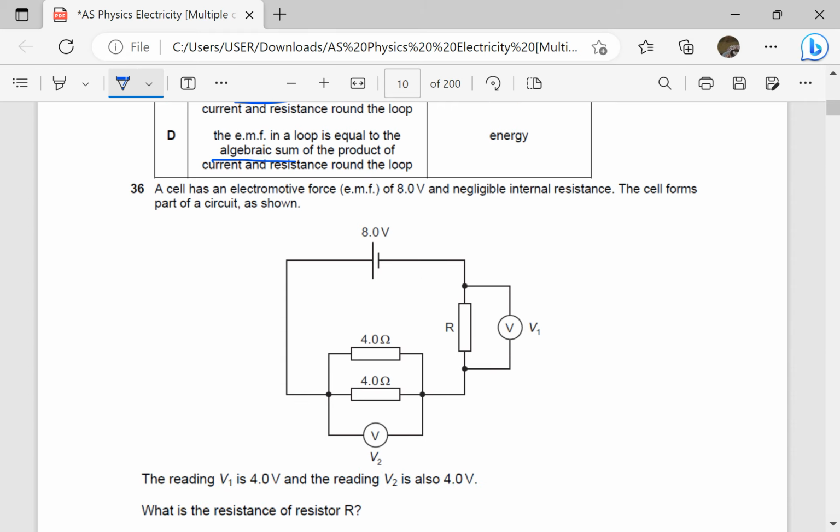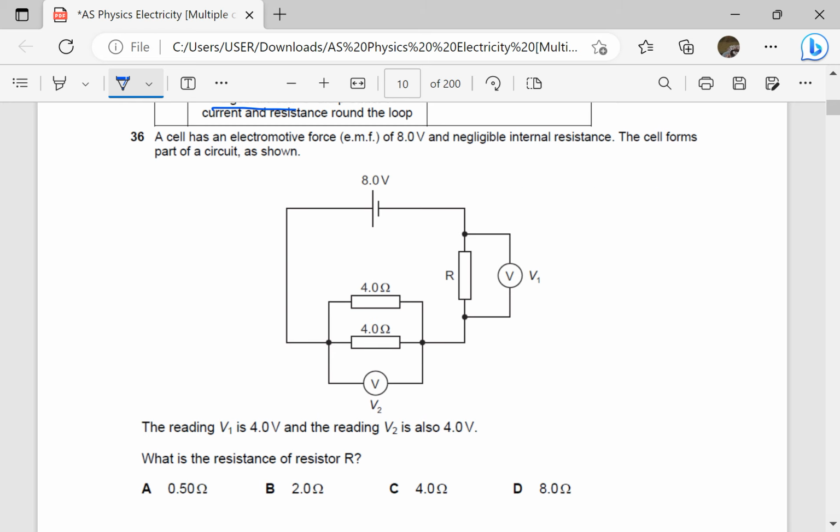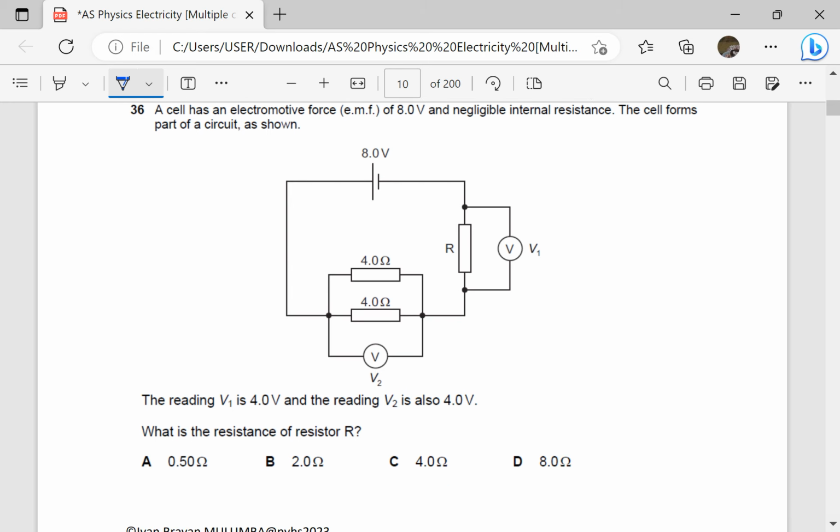A cell has an EMF of 8 volts and negligible internal resistance. The cell forms part of a circuit as shown in the figure. The reading V1 is 4 volts. The reading V2 is also 4 volts. What is the resistance of resistor R?